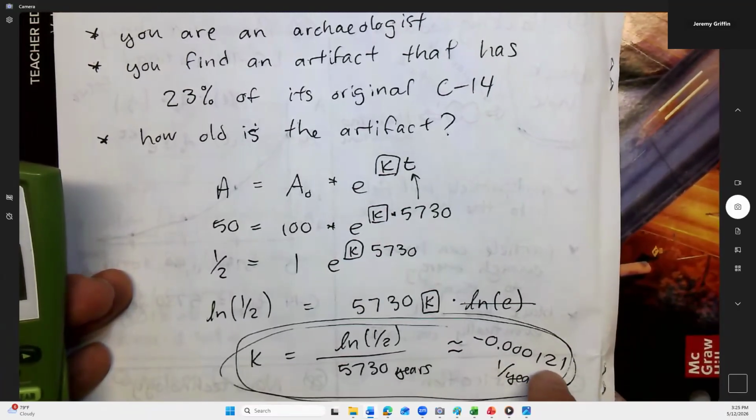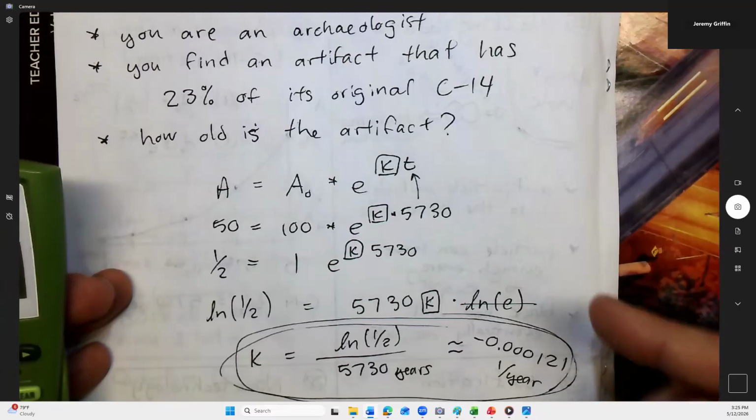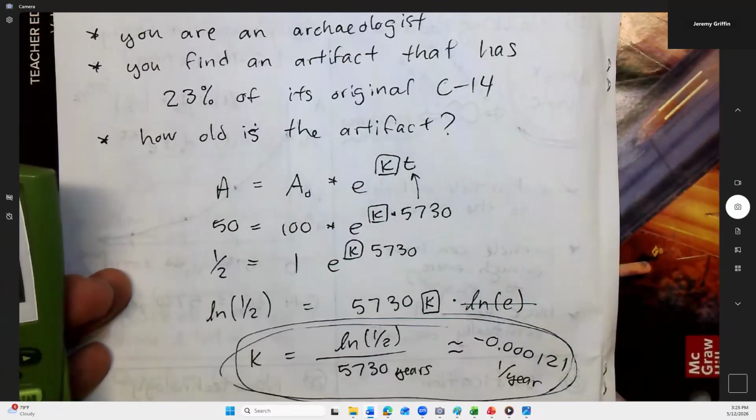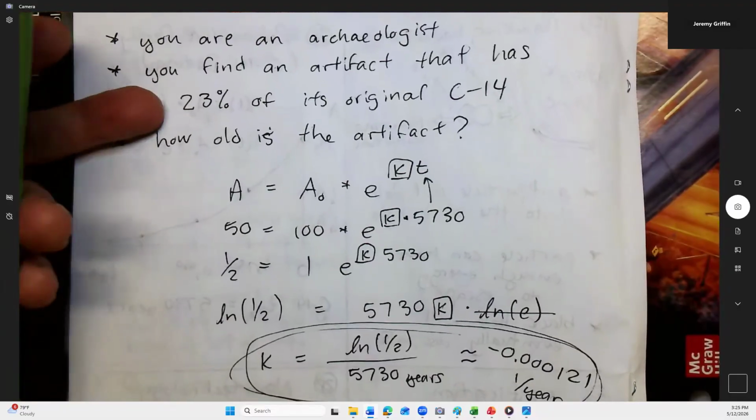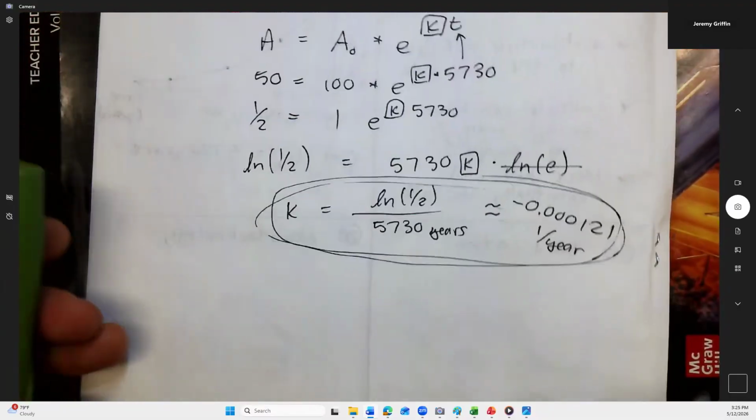I mean, if you happen to memorize this, then this is the k value that corresponds to this equation with the base of e and the whole thing, right? Okay, now let's go back to this 23%. All right, you guys ready to plug in 23%? Okay, so we'll set up a new equation.